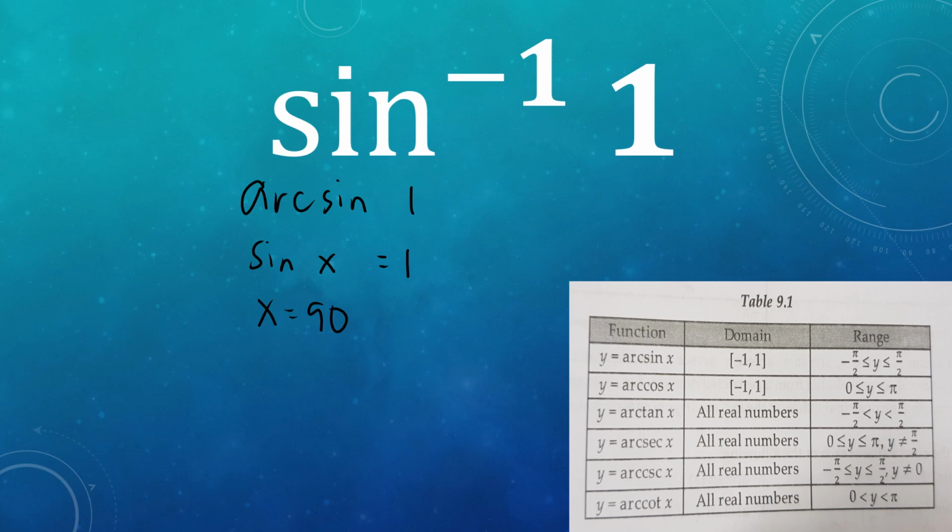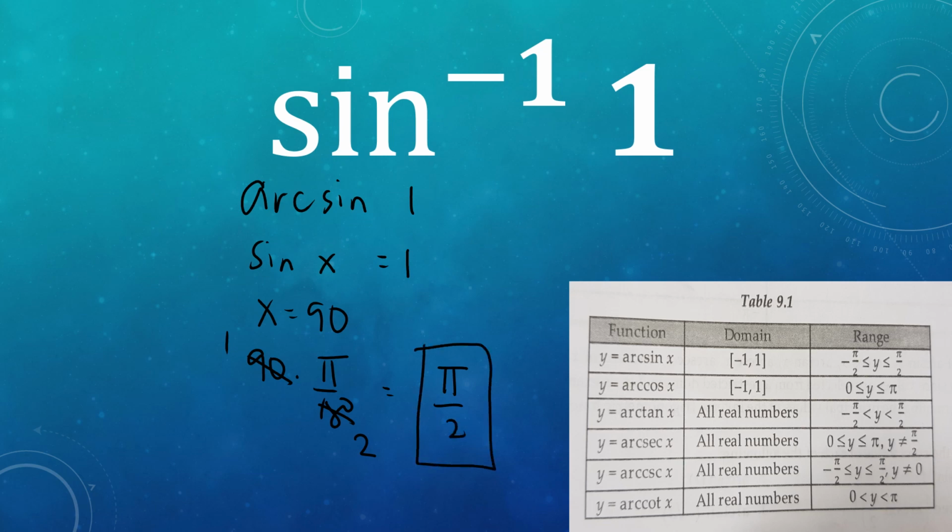If we're going to transform this into radian measure, we multiply this by pi over 180. So it will be cancelled, it will be 1, and this will be 2. Therefore, the answer is pi over 2.